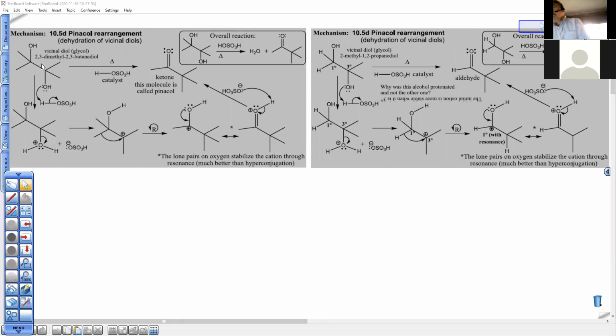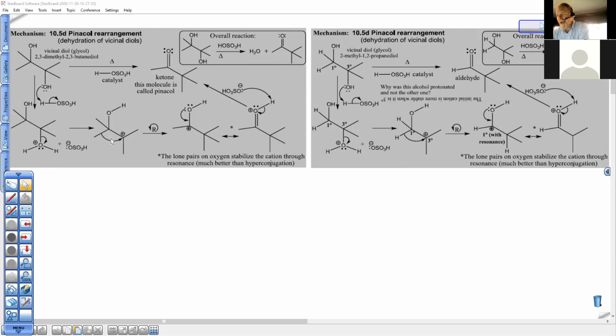We have a vicinal diol in both examples. I'm starting with a symmetrical one here. That way we don't have to worry about which O gets protonated. And I protonate with sulfuric acid. What was the reason to do that again? Oh yeah, I need this to be a better leaving group. What's it doing? Oh yeah, it's leaving.